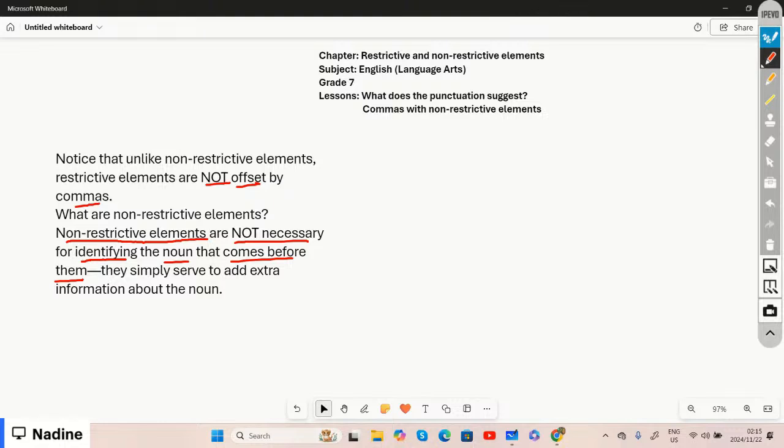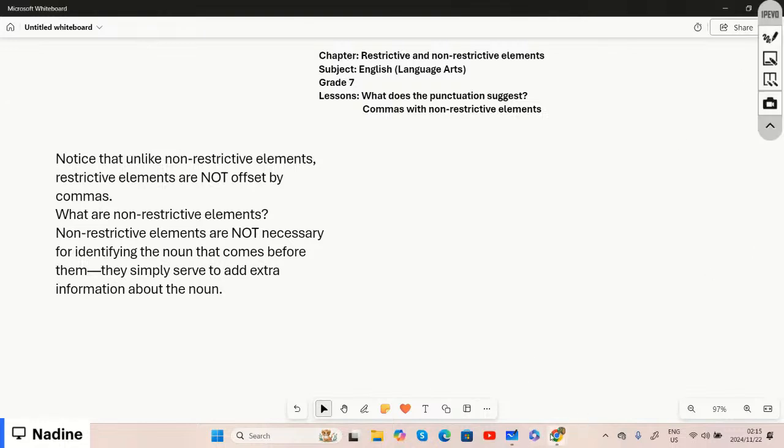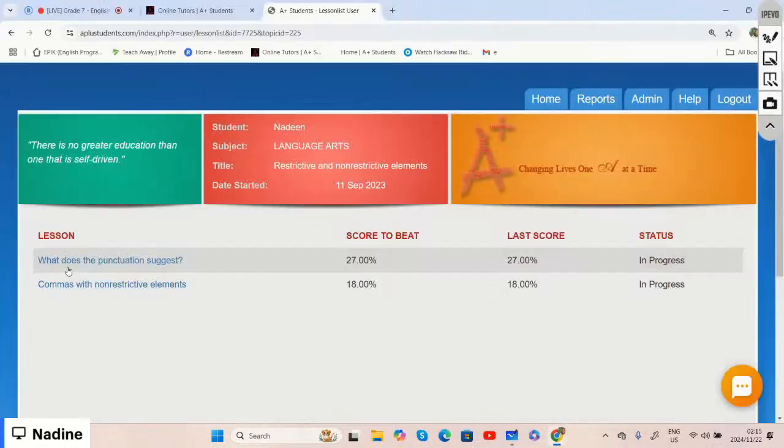All right, so now let's go to aplusstudents.ca and we're going to look at more examples on restrictive and non-restrictive clauses. We're going to see what does the punctuation suggest, that is mainly your commas and so on, and commas with non-restrictive elements. So now we're going to the first lesson that says, what does the punctuation suggest?